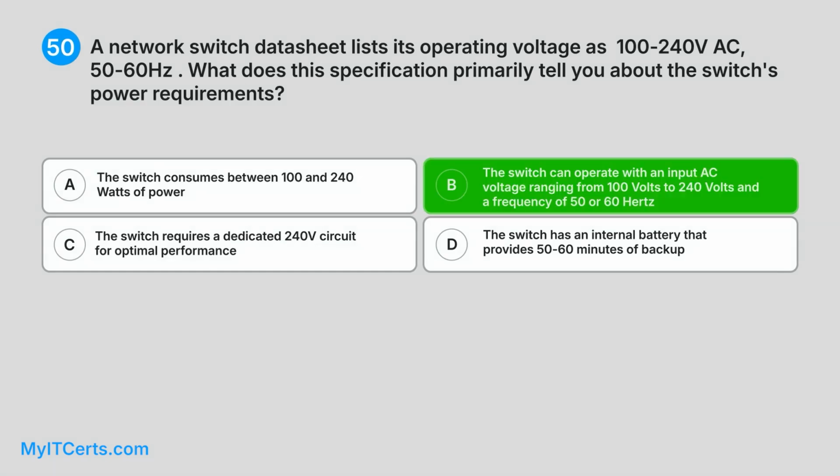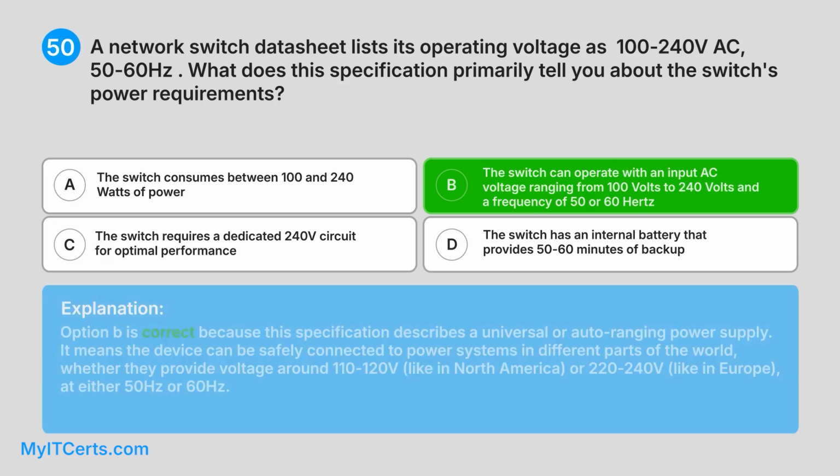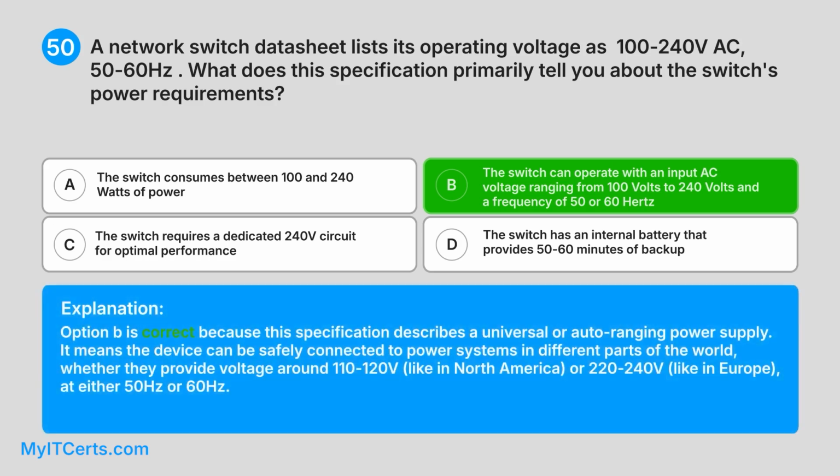Correct answer, B. The switch can operate with an input AC voltage ranging from 100 volts to 240 volts and a frequency of 50 or 60 Hz. Explanation. Option B is correct because this specification describes a universal or auto-ranging power supply. It means the device can be safely connected to power systems in different parts of the world, whether they provide voltage around 110 to 120 volts like in North America, or 230 volts like in Europe, at either 50 Hz or 60 Hz.